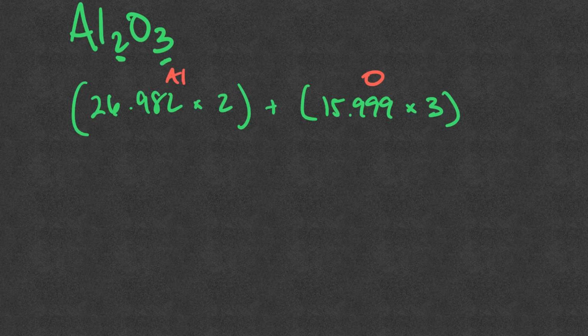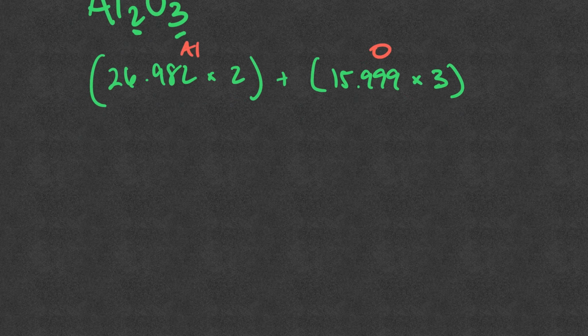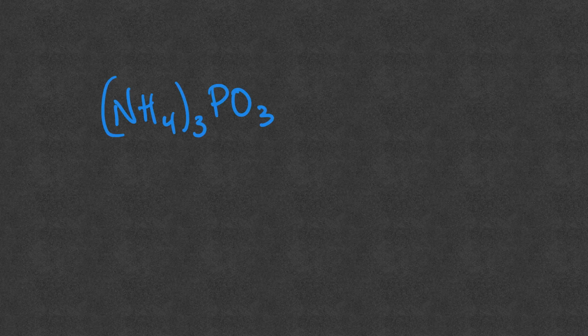We could do one more. Let's get kind of crazy here. Let's look at ammonium phosphite, (NH4)3PO3. Once again, it's just the sum of all the molar masses of each individual element.